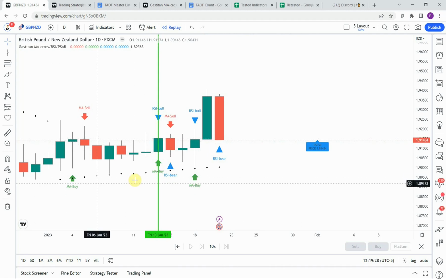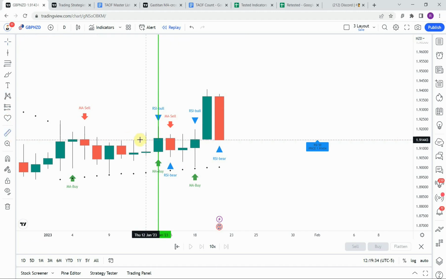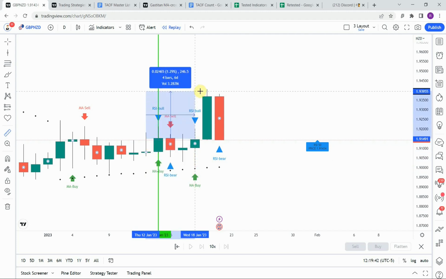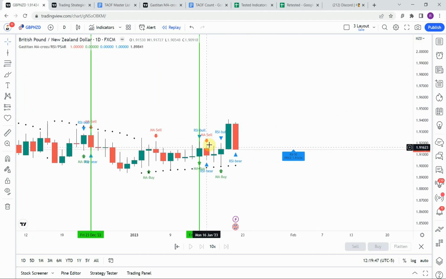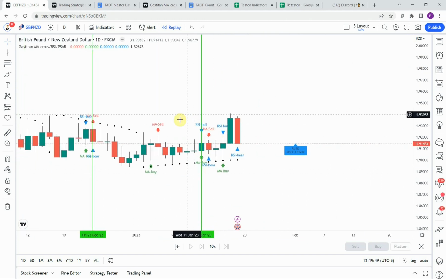Our entry would have been on the open of that candle right there. We got a little bit of a push to the downside here. Let's see, there we go. A little bit of a push to the downside there, but it wasn't enough to come down and stop us out before we get this really nice push to the upside on this very large candle. And that would have also gotten us to our take profit.